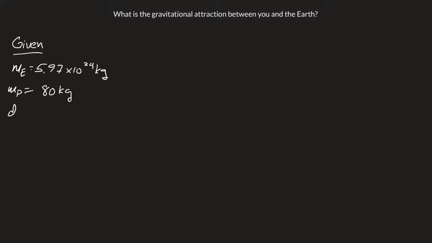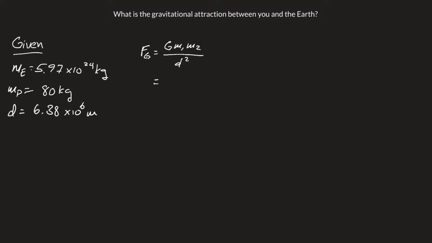And we'll need to make use of the distance between the center of the Earth and the surface, which is on average, because it does change depending where you are, 6.38 times 10 to the 6. That's in meters. So that's the average radius of the Earth. So if we take our equation Fg equals G m1 m2 over d squared for distance, and let's plug in some of our values.